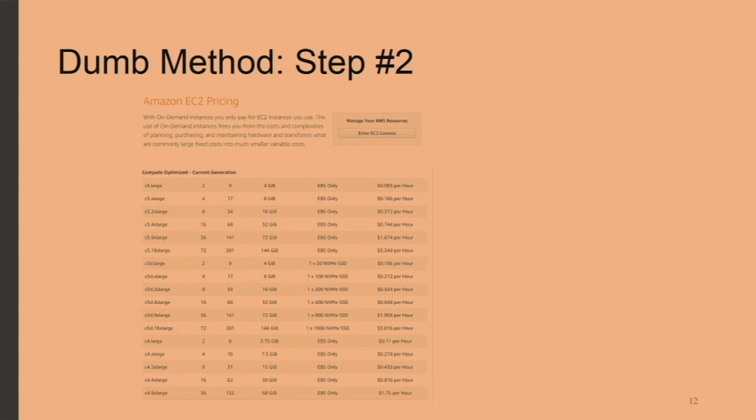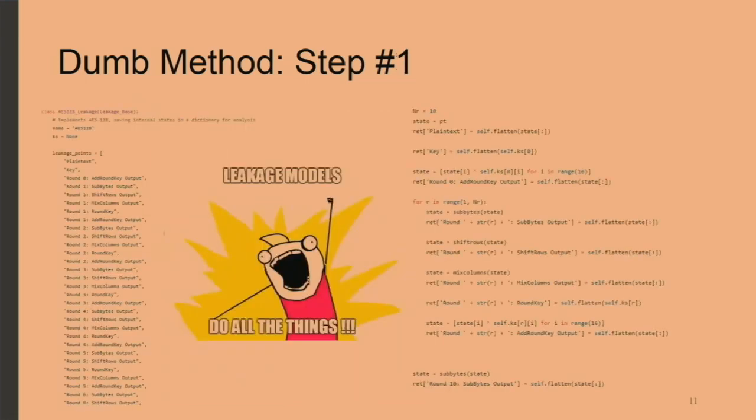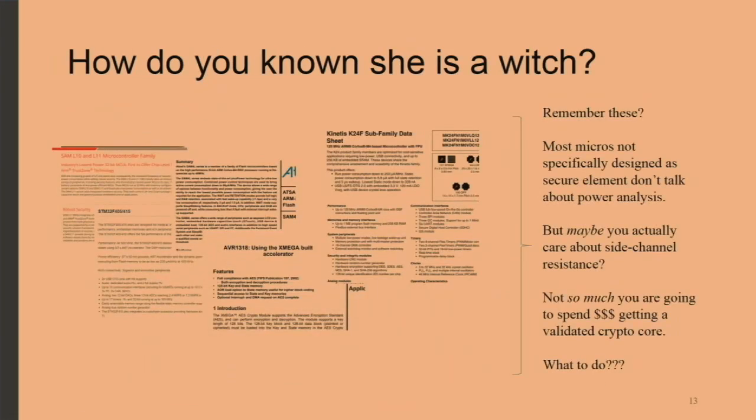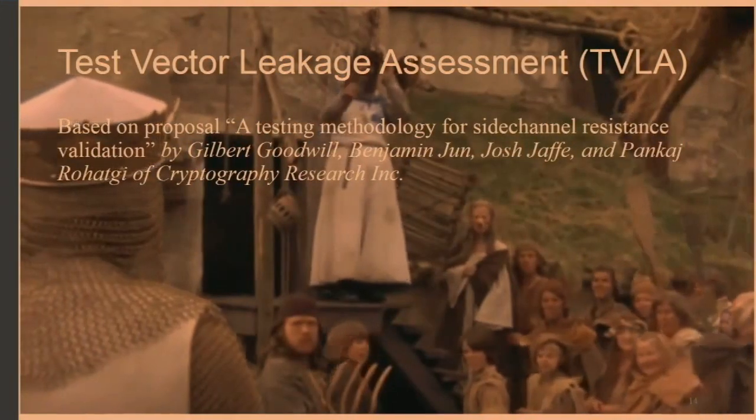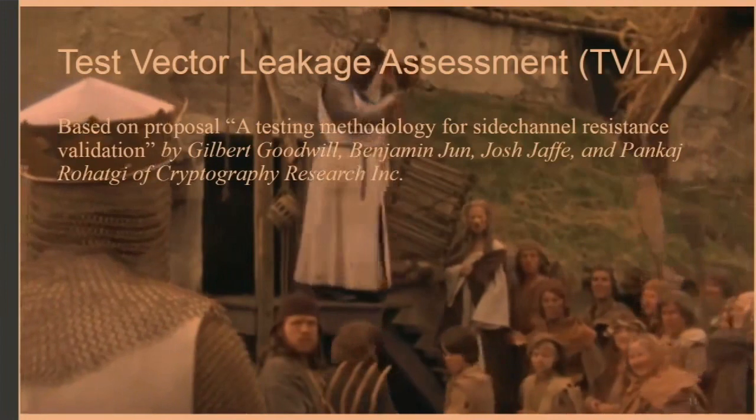So this was one of the ideas: why don't we just try everything, take our model, try everything, and see what we get? So the question is, what are we using to define this? How do you know that it's a bad problem? How do you know it's a witch? We're using test vector leakage assessment for this. It's based on the proposal.